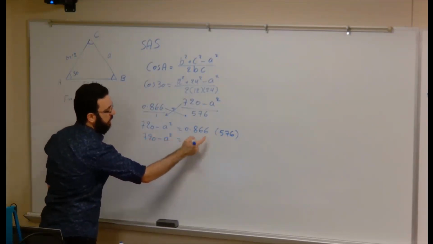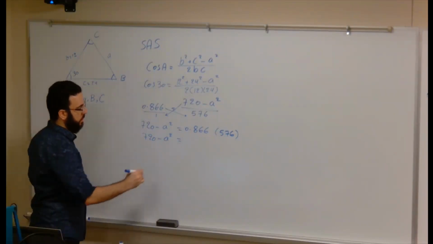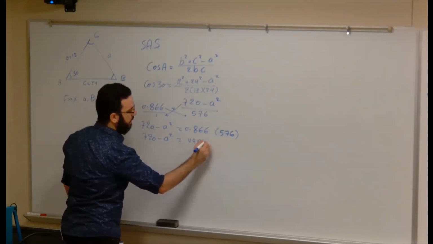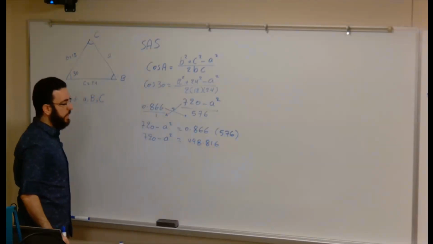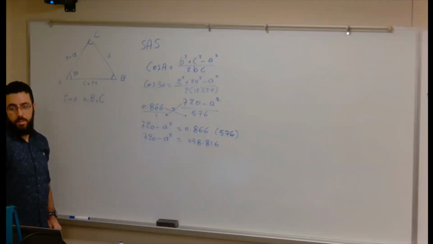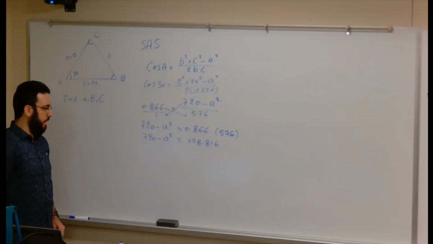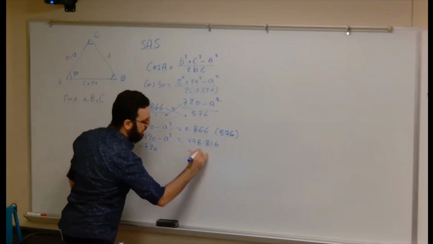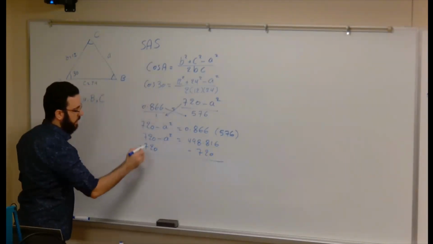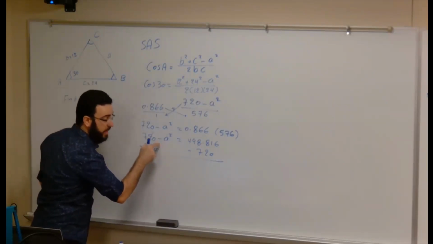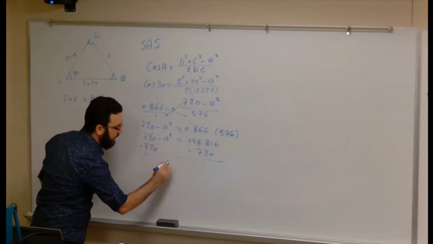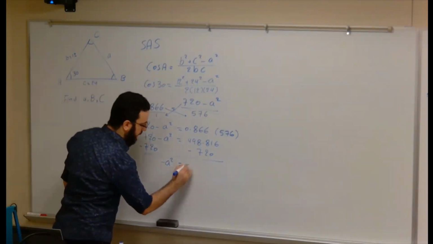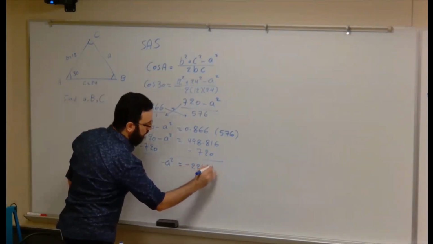720 minus A squared equals, how much is the result here? 498.816. Okay. Now what's the next step? Subtract 720, because you're going to move this one to this side. 720 minus 720 is cancelled. What's left here? Don't forget the negative sign, because negative A squared equals, how much? 184.